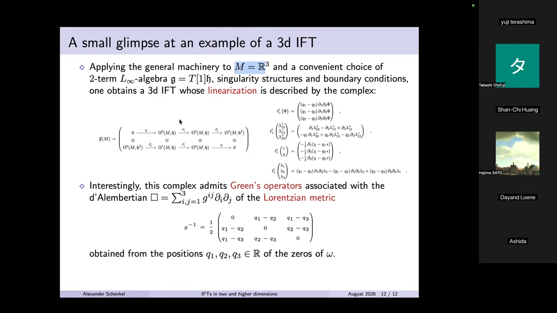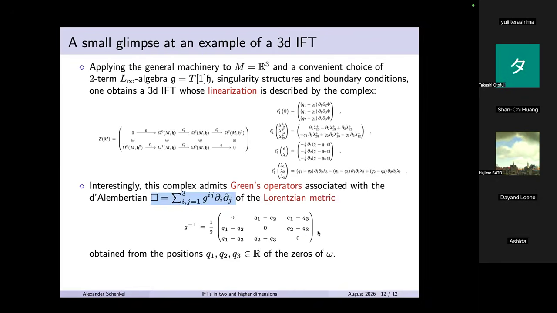This L infinity algebra here admits Green's operators, in a homological algebra sense, which I don't want to explain now in detail because it would take me too long. But this complex admits Green's operators, and these Green's operators are linked to those of the Laplacian for this metric. So even though this looks pretty wild and there's no D'Alembert operator in this complex here, there is an underlying D'Alembert operator which controls the solution theory of that guy.